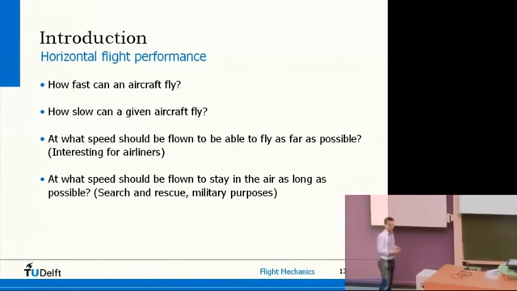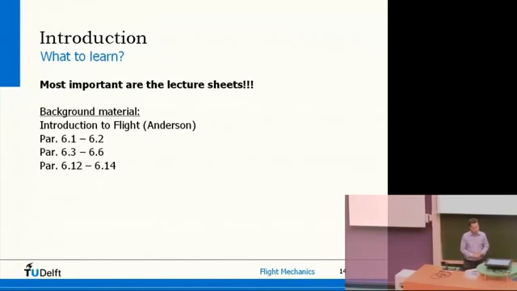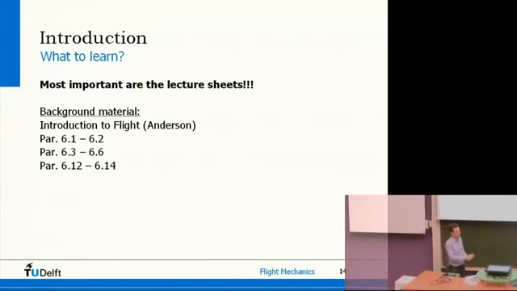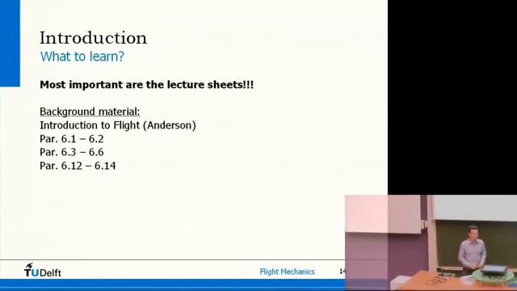So sometimes you have these military aircraft in the sky that are just circling around to maybe monitor the airspace. In that case, you're not interested in flying from A to B, you're just interested in staying up there as long as you can with the fuel that you have on board. So that's another thing we're going to look at. The material you need to learn is covered in Anderson as well. So these are the paragraphs if you want to read a bit more at home.